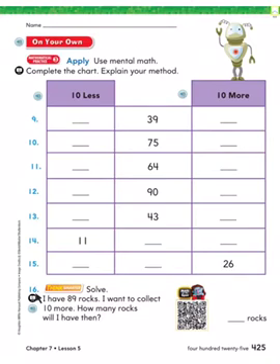Then when you get to number 16, you can watch the Math on the Spot video if you have a device that can read a QR code reader, and that might help you solve this problem. It says, I have 89 rocks. I want to collect 10 more. How many rocks will I have then? And then you're going to write the number of rocks over here on the line. Good luck.